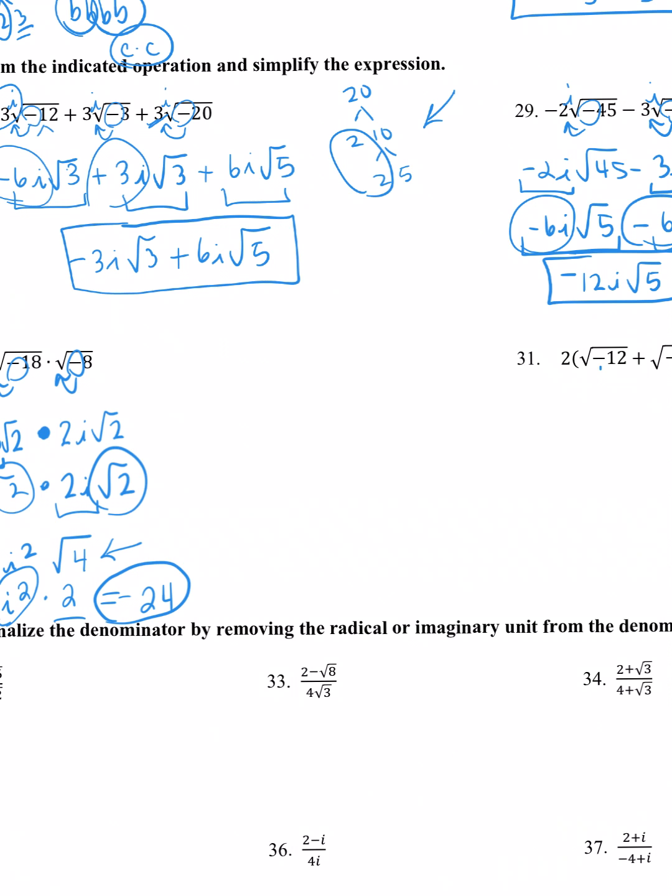Next one, very similar. Take out the imaginary unit first before you can even move on. So now I have 2 times i times the square root of 12 plus i times the square root of 9. And I can work with these. I know this is 2 root 3, so it's 2i root 3, still in parentheses, because I have to distribute this 2. This is a perfect square, so that's simply equal to 3i, because 3 times 3.